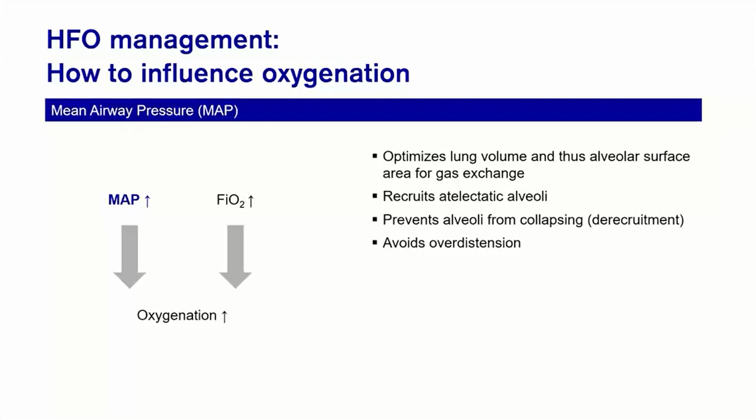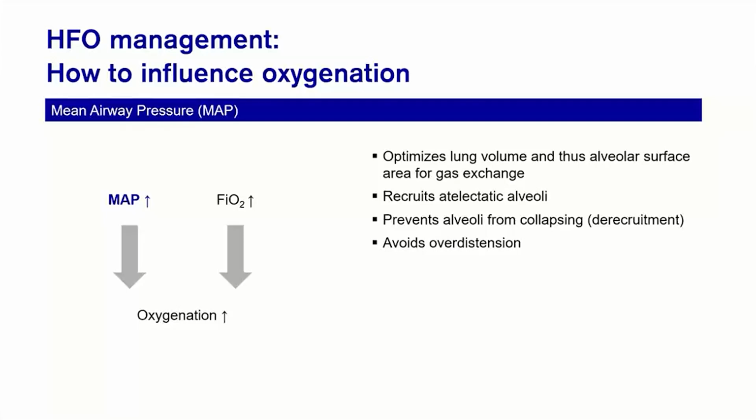If we look at the oxygenation control, there are basically 2 parameters to set and to influence this, and this is FiO2 and mean airway pressure. If we look to the mean airway pressure, and Professor Sam spoke already about the importance of when and how and what to use for the mean airway pressure, surely it's basically important to adjust the right mean airway pressure to optimize the lung volume and the alveolar surface for the gas exchange.